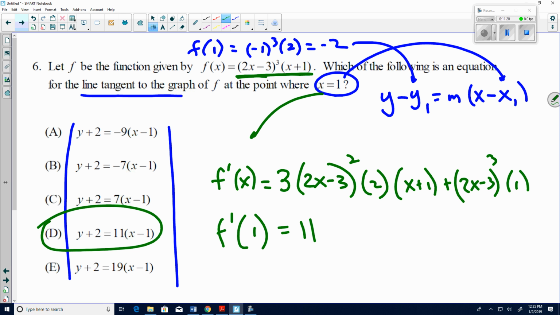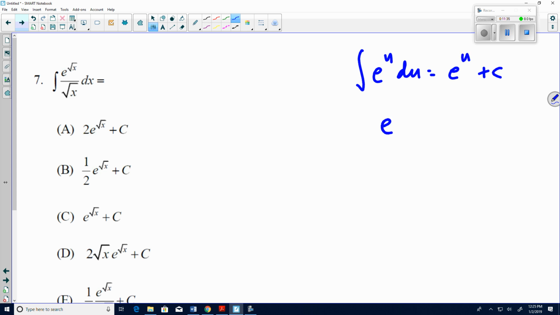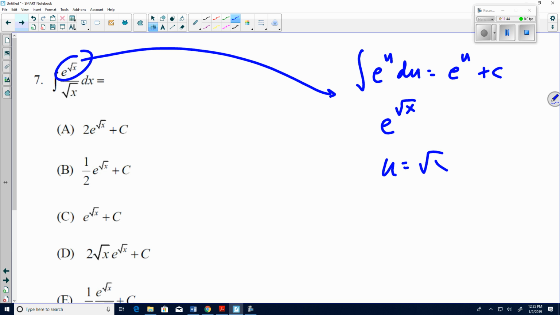Okay. Number 7. This is an integral function. There's obviously e to some power. Let's see our integral rule. The integral of e to the u du is simply e to the u. In this case, we have e to the square root of x in the integrand right here. So it makes sense to say u is root x, which means du is 1 over 2 root x dx.